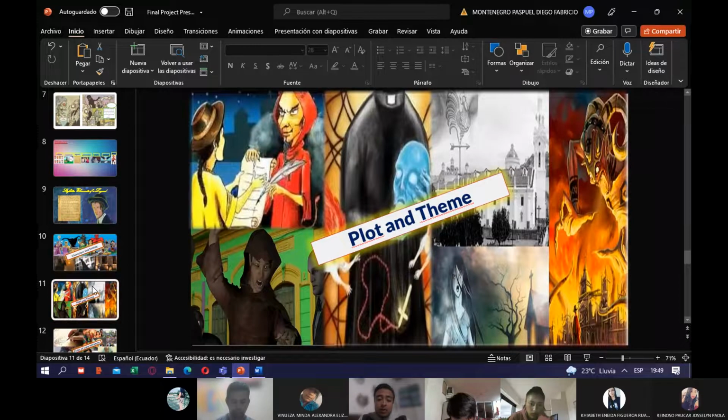Then we are going to continue with plot and theme. A legend's plot will include a lot of action, suspense, and conflict. The characters of a legend are often faced with difficult obstacles to overcome and struggle with fate or destiny. Legends often explain natural phenomena, religious practices, and human nature. They usually offer a straightforward moral or a lesson for life. That means plot and theme, as you can see in all the pictures here, okay?